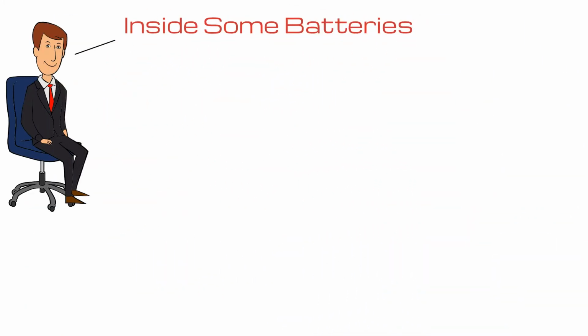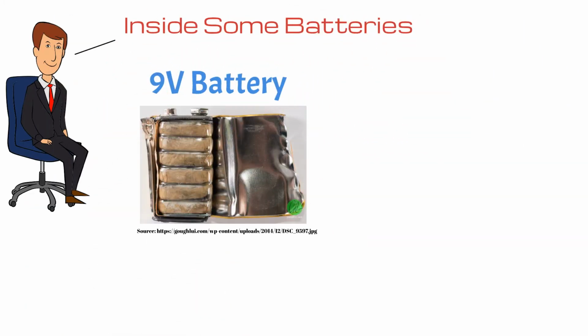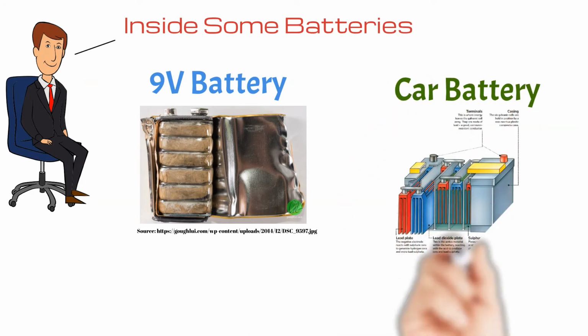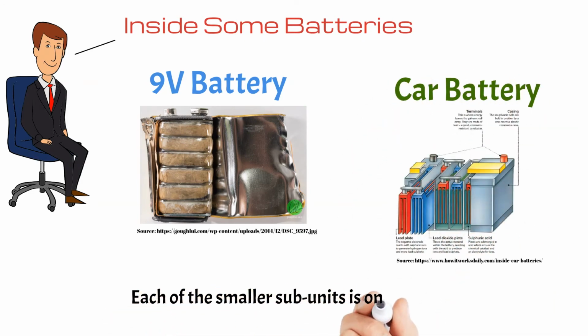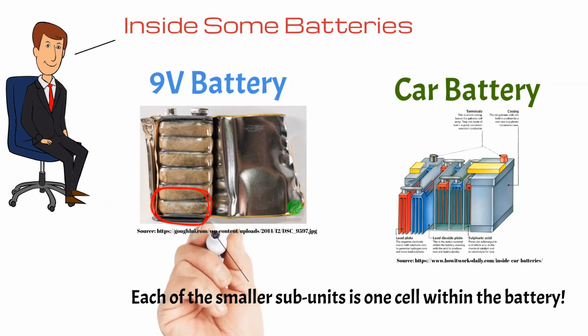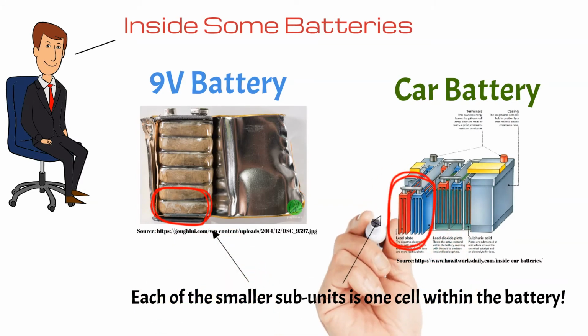Let's take a look inside some batteries. Here's a 9-volt battery and a car battery. You can see that in the 9-volt and car batteries, there are smaller subunits, and each of these is actually one cell.